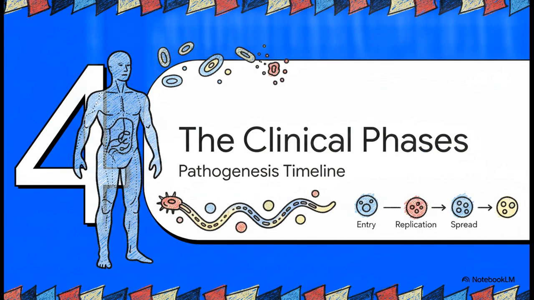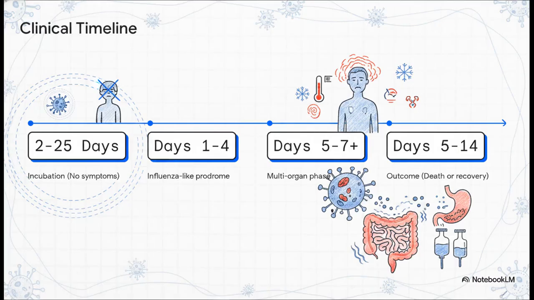Section 4. The clinical phases. Mapping the pathogenesis timeline. Let's walk through exactly how this plays out in the body. It starts with an incubation period of 2 to 25 days. And here is a huge takeaway.